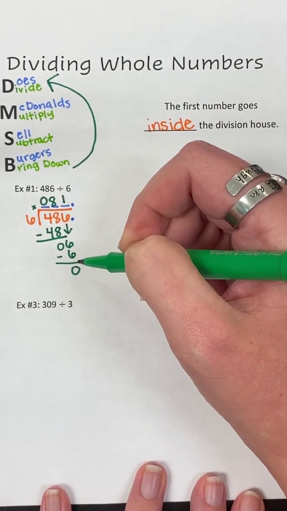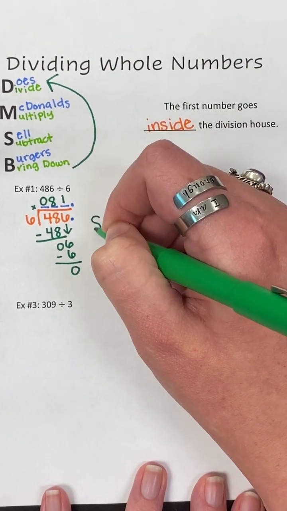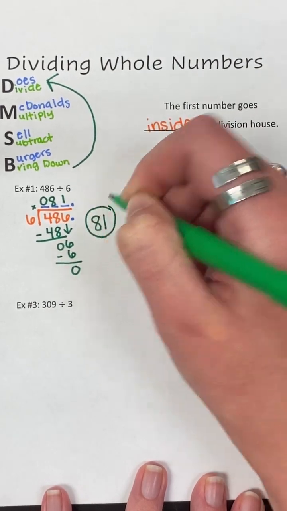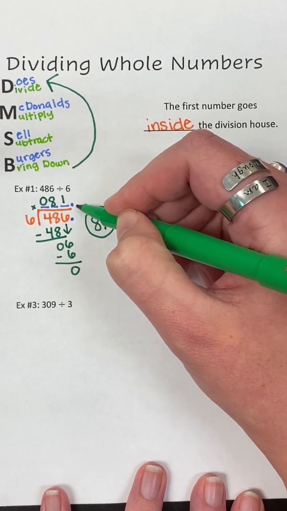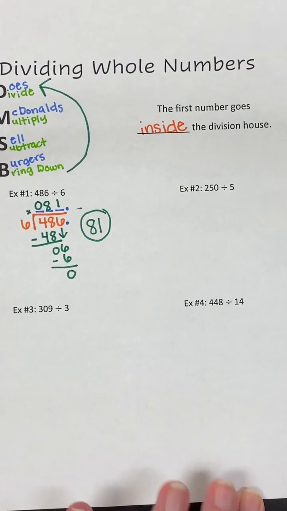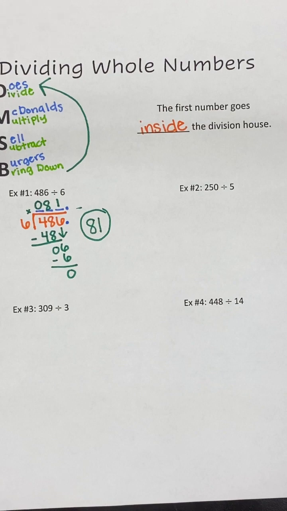There's nothing else to bring down there. So my answer is 81. And at this point, there's no other numbers behind the decimal, so we don't have to worry about it. Our answer is just 81.